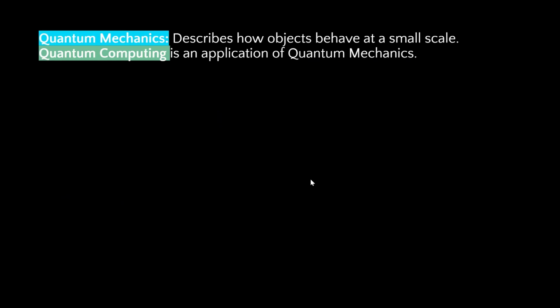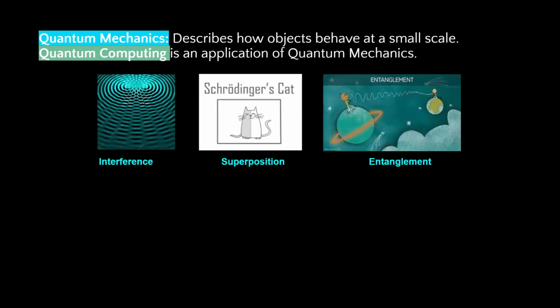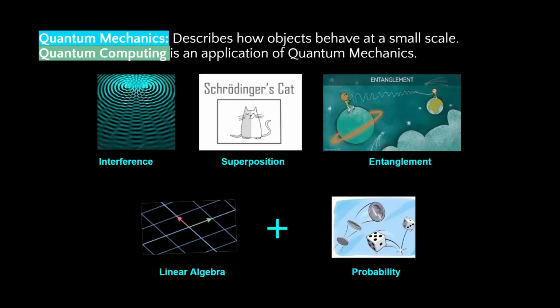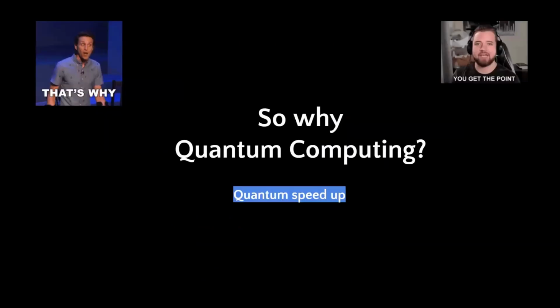With these three principles of how objects behave at a small scale, we get quantum mechanics. And applying this together in the real world, we get quantum computing. And quantum computing mathematically is nothing new. It's just linear algebra plus probability. So we have hundreds of years of experience in these sets of mathematics. It's really easy to implement quantum computing in those terms.